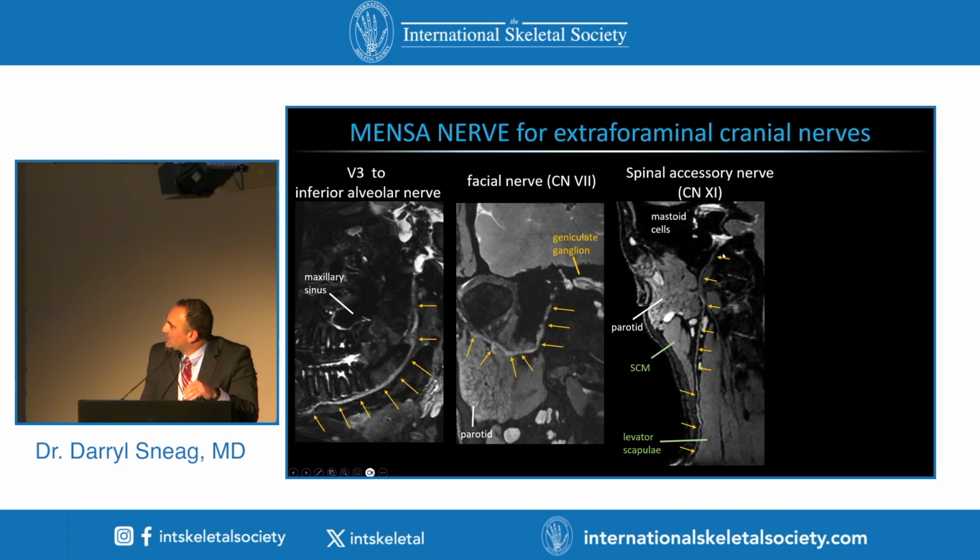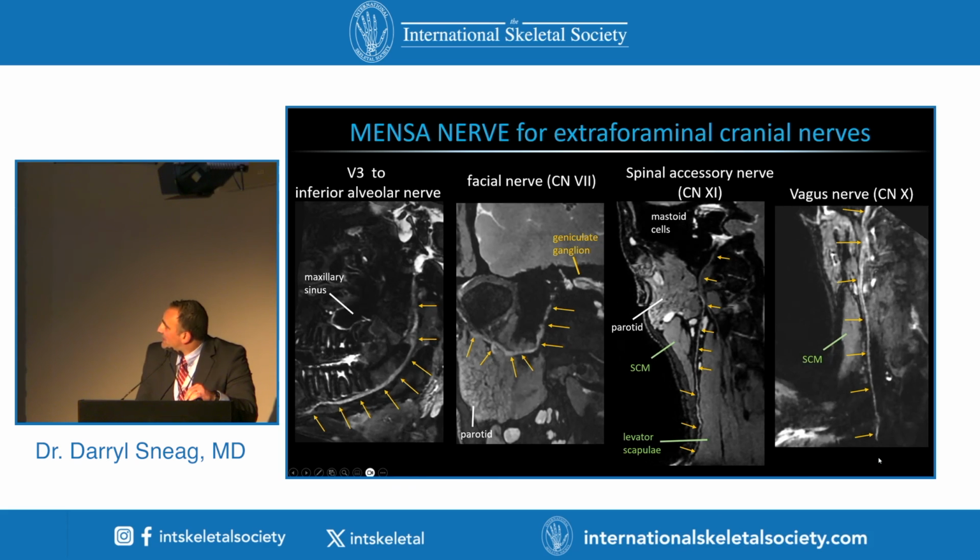Here's the spinal accessory nerve coming from the jugular foramen. You can follow its entire course through the neck, and then as it's innervating the sternocleidomastoid and trapezius, and lastly, the vagus nerve here as well.